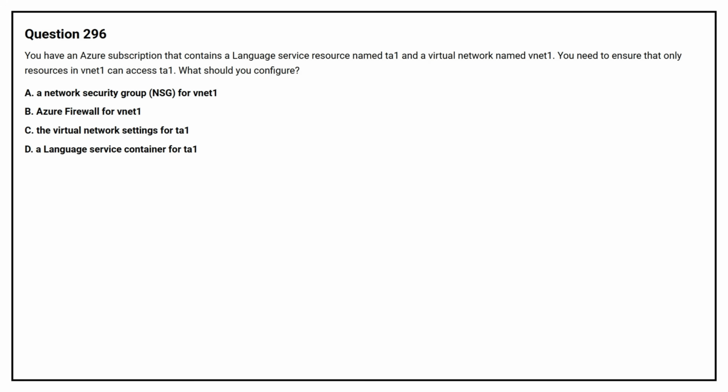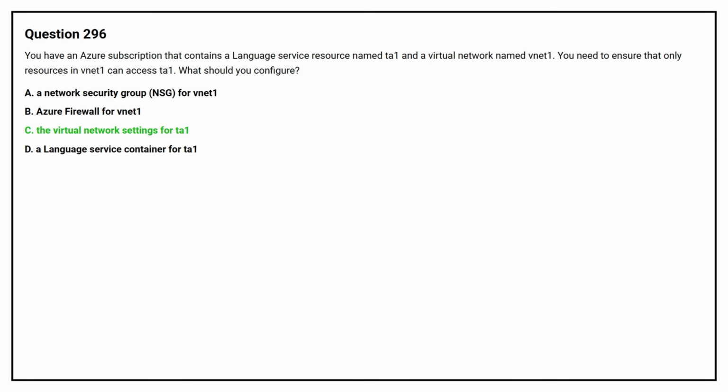A Network Security Group (NSG) for VNet1. Option B. Azure Firewall for VNet1. Option C. The virtual network settings for TA1. Option D. A language service container for TA1.